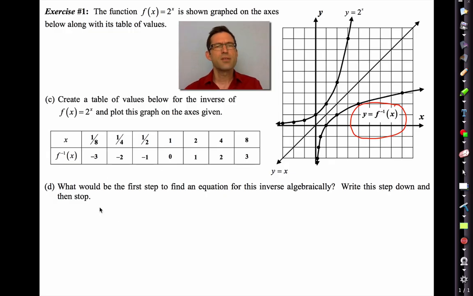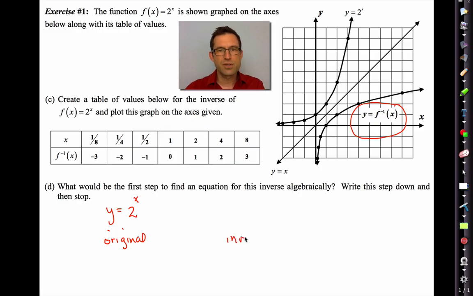So it said, what would the first step be to finding the inverse of this equation algebraically? What's the first step? See if you can pause the video now and think about what that first step is. Write it down and then stop. All right. Well, let me just be very clear, right? This is the original function.